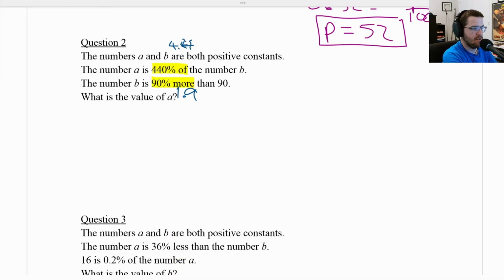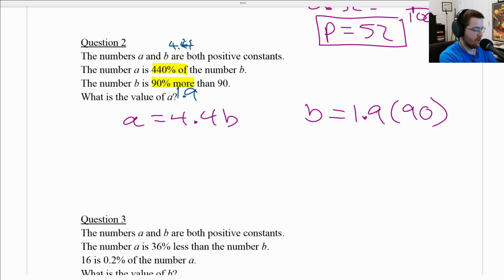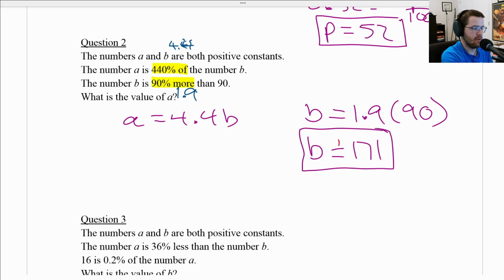So A is means equals 4.4b. And the second one says B means equals. So B equals 1.9 times 90. Well, that's pretty convenient. 1.9 times 90 is something I can just figure out, so I'll do that on my physical calculator. I get B equals 171. That is not the answer, but I'll put a box around it because it's important. We can take that and put it in here, and we get A equals 4.4 times 171.